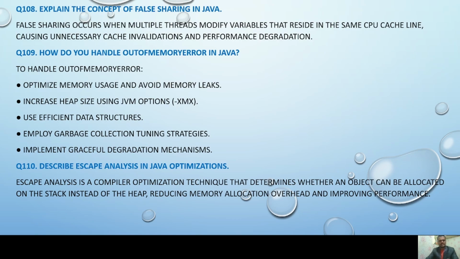Next question. Describe escape analysis in Java optimizations. Escape analysis is a compiler optimization technique that determines whether an object can be allocated on the stack instead of the heap, reducing memory allocation overhead and improving performance.